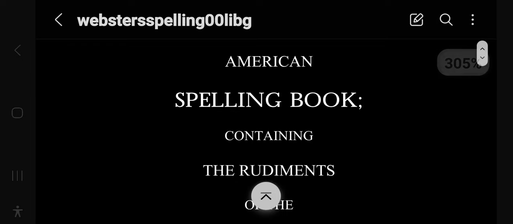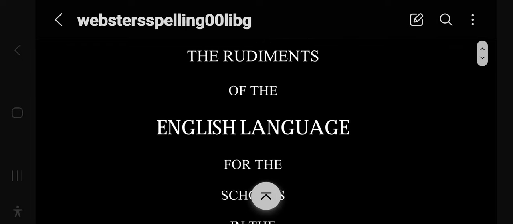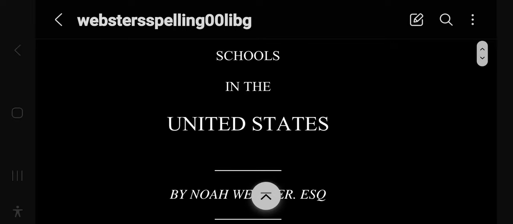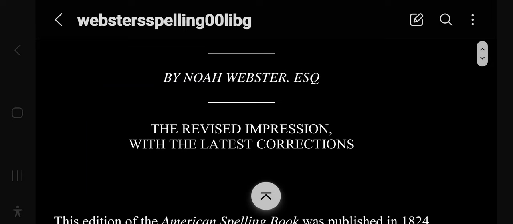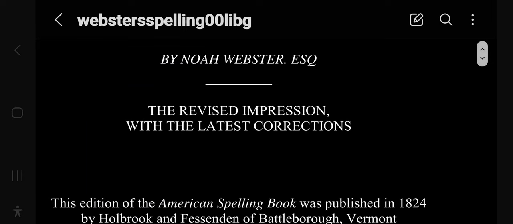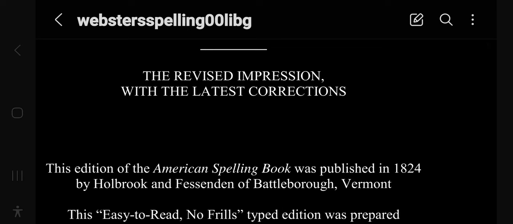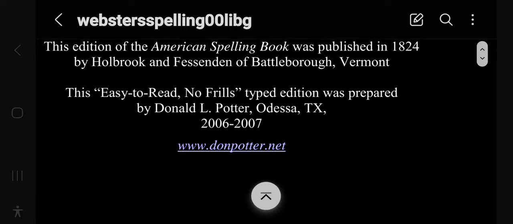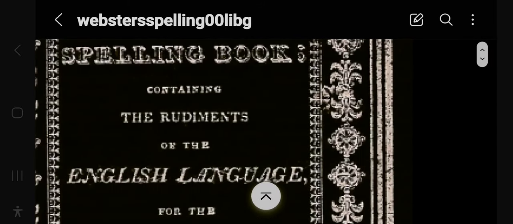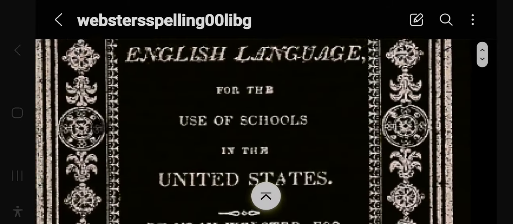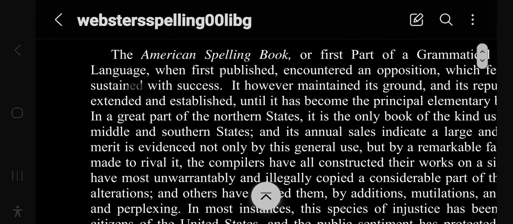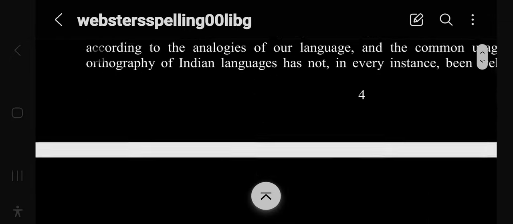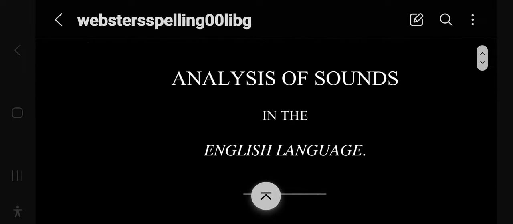The American Spelling Book, containing the rudiments of the English language for schools in the United States, by Noah Webster. The revised impression with the latest corrections by this person. Cover page. Publisher's note. Preface. This looks like it's been digitally typed in.